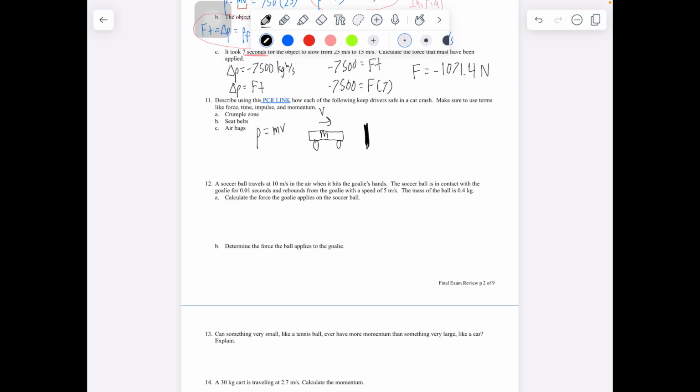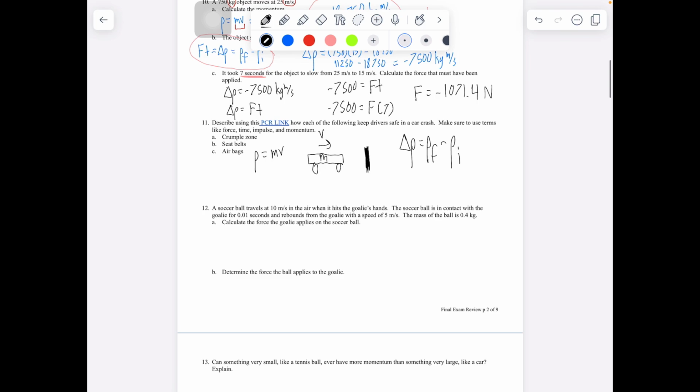What happens when it hits the wall? Well, it comes to a complete stop. It loses all of its momentum. If it loses all of its momentum, it changed its momentum by the same amount. If we look at our change in momentum equation, final minus initial, well, the final momentum here is 0. Comes to a stop. The initial momentum is just the mass of the car times the velocity of the car. It'll always be the same, assuming it's the same car going the same speed. So you get this same change in momentum.